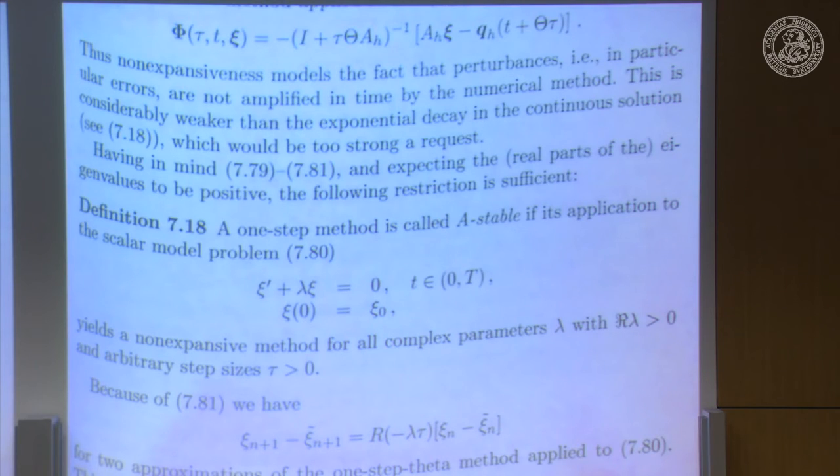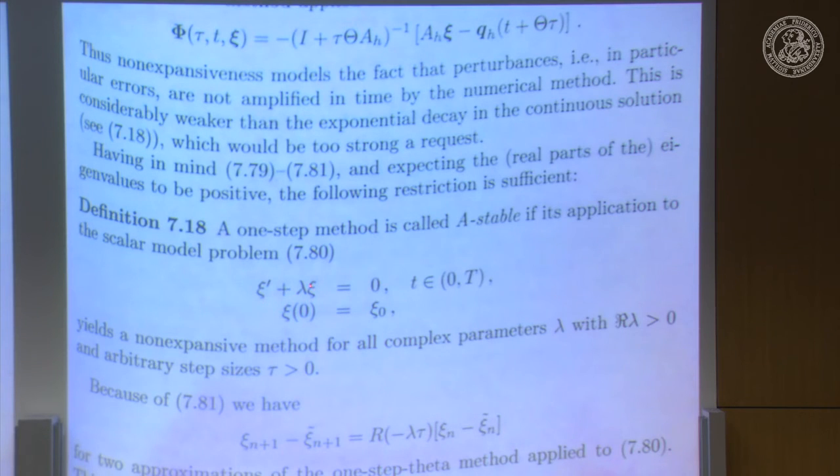Who has heard this word already? Okay, so in any case, at least you have heard it. So what do we mean with A-stability? We look at this scalar model problem. We've seen already this is, so to speak, sufficient to do in the case that we have a diagonalizable matrix.